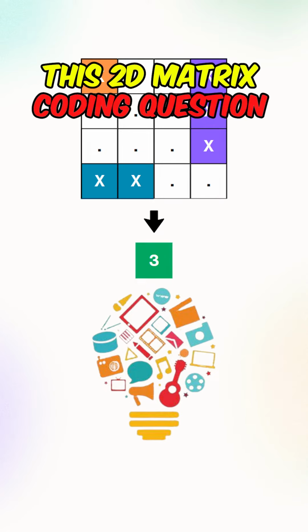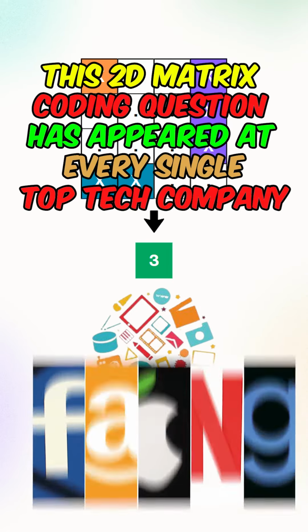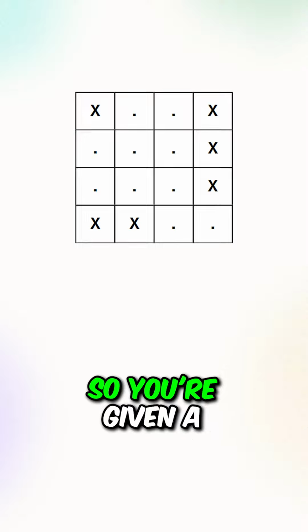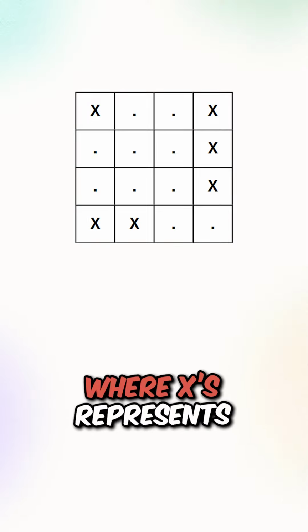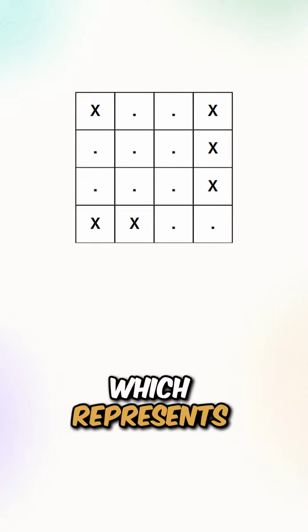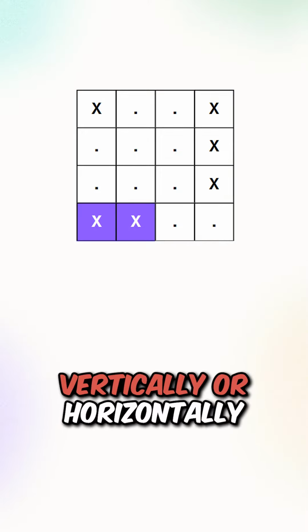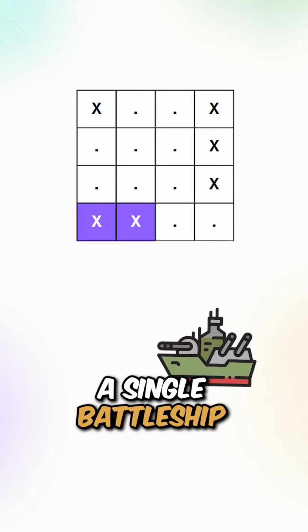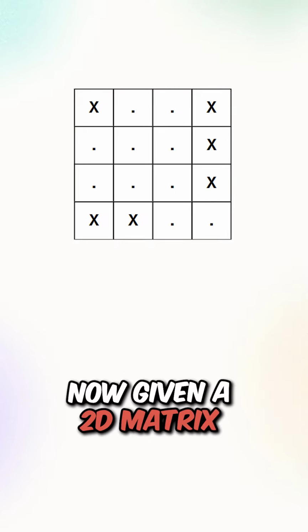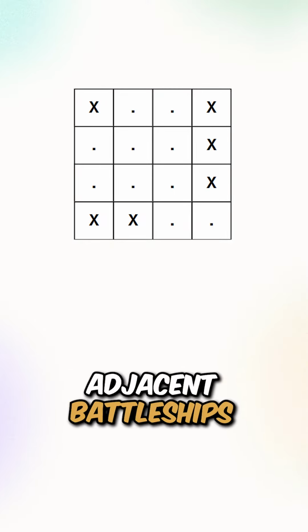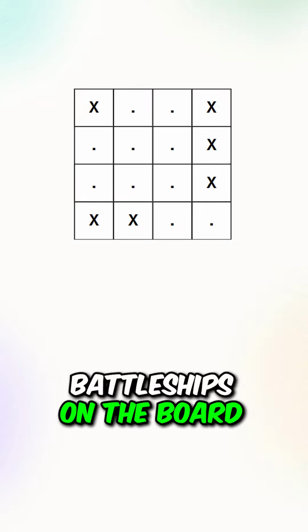This 2D matrix coding question has appeared at every single top tech company. So you're given a 2D matrix where x's represent battleships and periods represent empty space. If there are x's that are connected vertically or horizontally, they form a single battleship. Now, given a 2D matrix that does not contain adjacent battleships, return the number of battleships on the board.